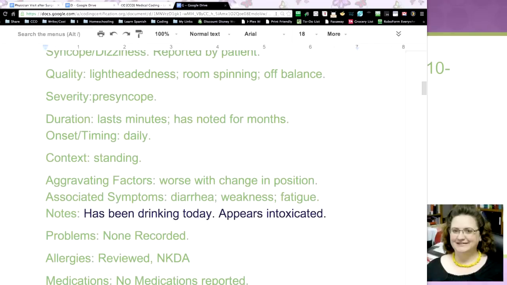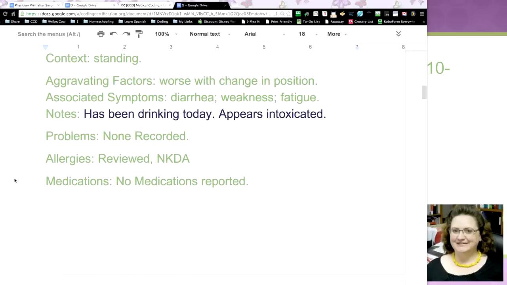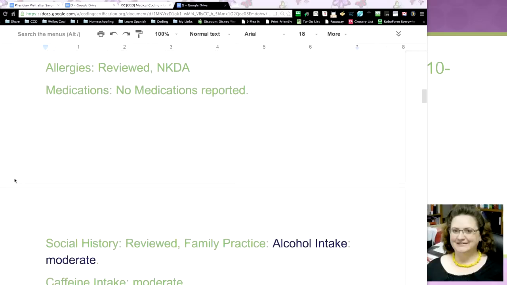Okay, and so then it talks a little bit more about what makes them feel like they're going to faint. And then I noted again, the patient has been drinking today, appears intoxicated, because that jumped out at me. And then they have no allergies, no known allergies, that is NKDA. Let's see, no medications. Okay, so again, alcoholism is popping up at me because I'm thinking, okay, they're going to get an alcohol code out of this. So go ahead and scroll down a little bit more.